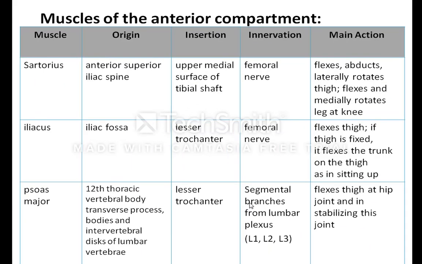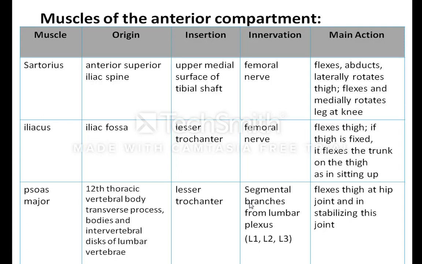So let's speak about the muscles. We have the sartorius muscle, the iliacus, and the psoas muscles. Sartorius originates from the anterior superior iliac spine and is inserted at the upper medial surface of the tibial shaft. It is innervated by the femoral nerve. The main action is flexion, abduction, and lateral rotation of the thigh.